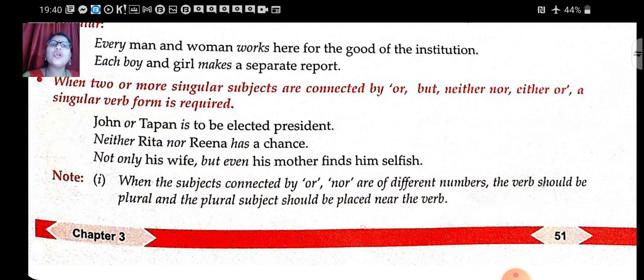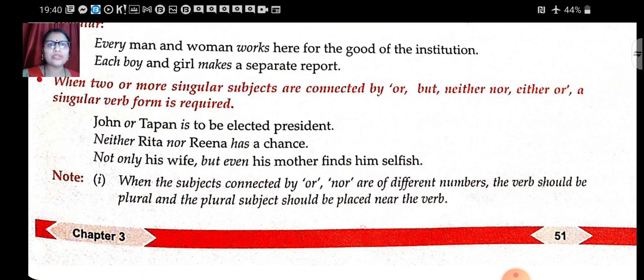Has a chance. Not only his wife, but even his mother finds him selfish. So if you read this sentence again very carefully, not only his wife but even his mother, one by one they are talking about both the persons, but they are using a singular verb for a singular subject. Finds him selfish. So hope it is clear to you.